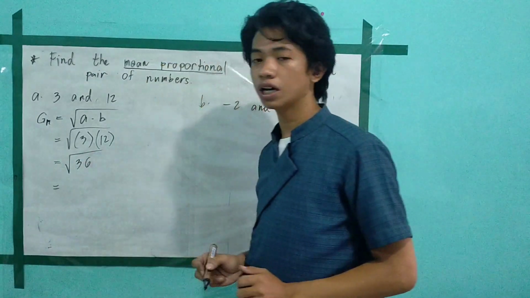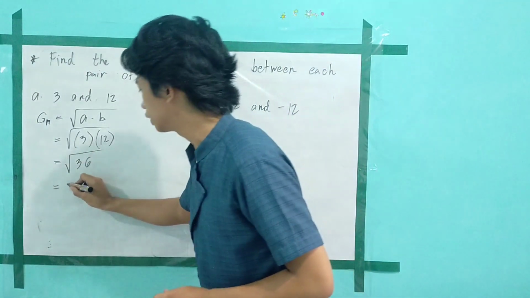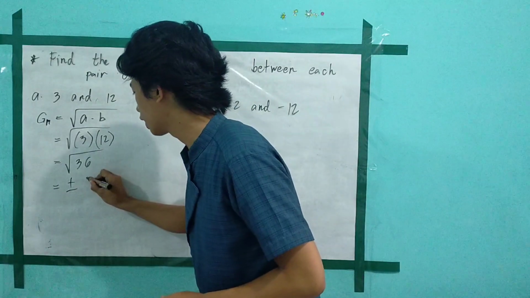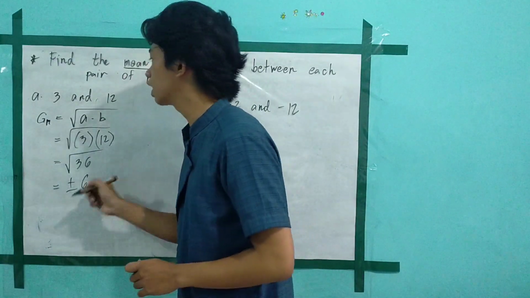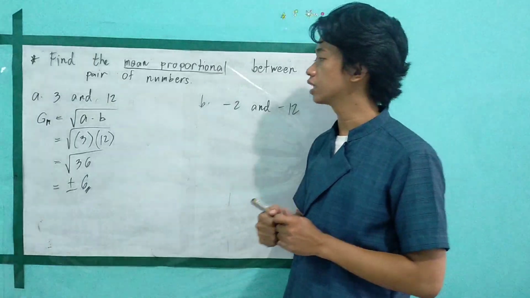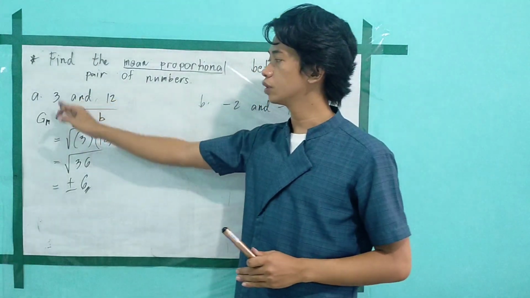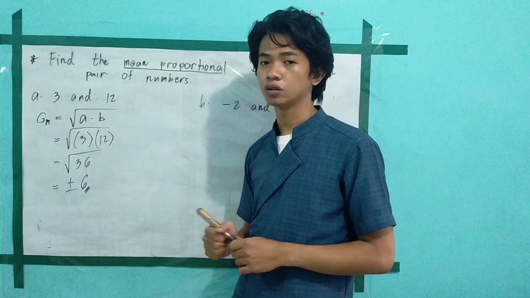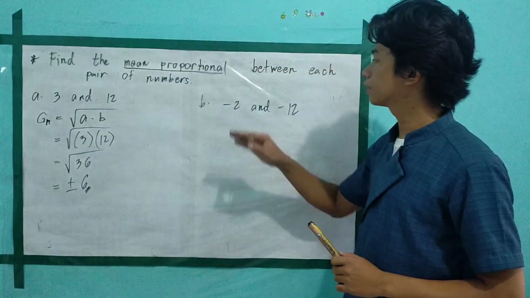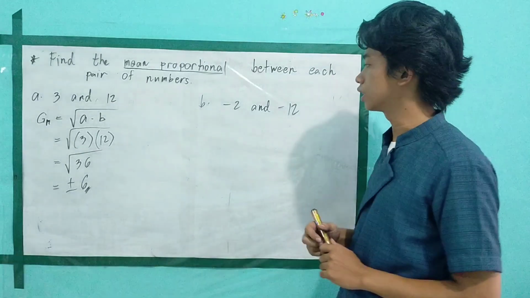So, what is the square root of 36? We have positive and negative 6. So, ayan yung geometric mean natin between 3 and 12, or yan yung mean proportional natin between 3 and 12. Next problem tayo. Problem letter B.